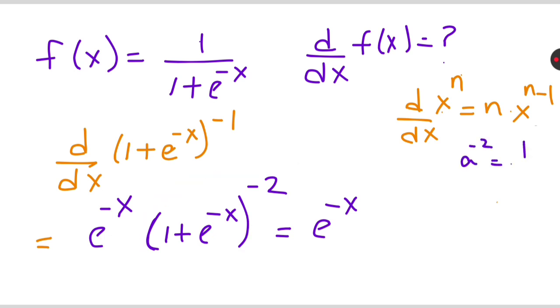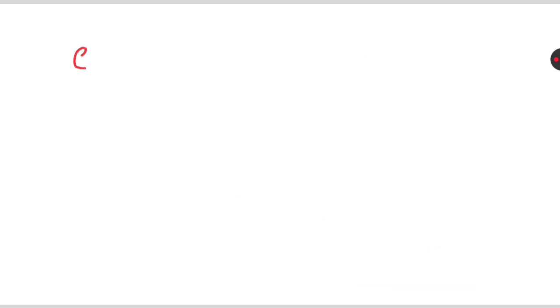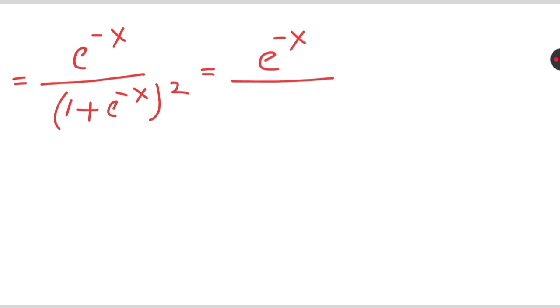We can write this as 1 over a raised to the power of 2, isn't it? Same like that, we can write this as 1 over 1 plus e raised to the power of minus x whole raised to the power of 2. So what we are left with is e raised to the power of minus x over 1 plus e raised to the power of minus x whole raised to the power of 2. This we got. Let's simplify a little bit more. In the denominator we have 1 plus e raised to the power of minus x whole raised to the power of 2. We can simply write this as 1 plus e raised to the power of minus x times 1 plus e raised to the power of minus x.